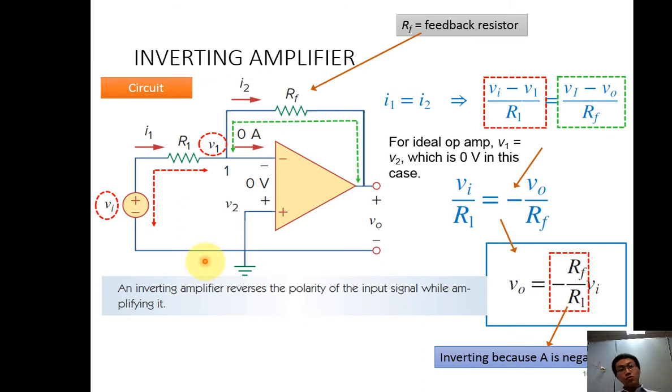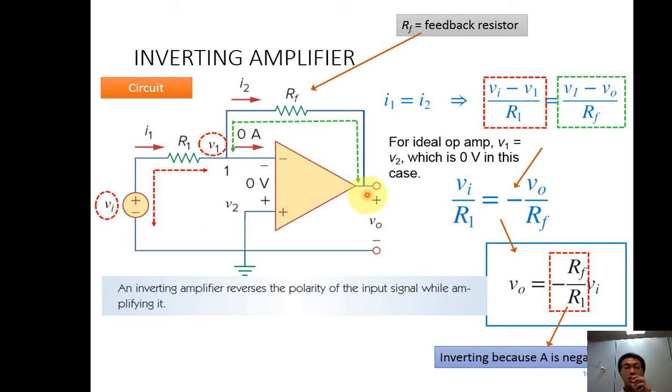Okay, now we will look into the application of the op amp. This is an inverting amplifier. So when we talk about the inverting amplifier, we need to know how the circuit is connected. First, the positive side will be connected to the ground, which is 0. And then we connect a resistor and a V input to the inverting side as well. Then from here, we connect a feedback resistor to the output side.